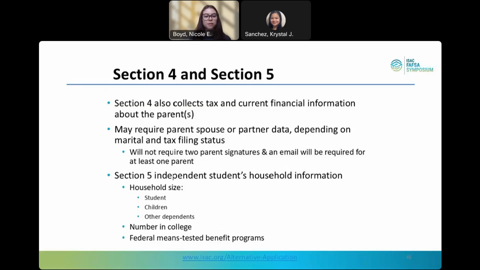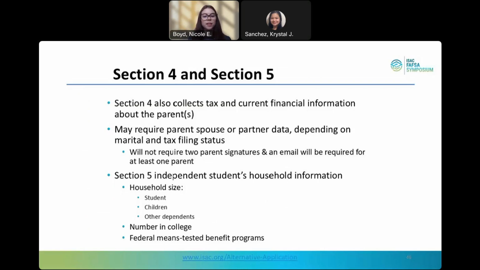For both Section 4 and Section 5, Section 4 also collects the tax and current financial information from the parents, and then it may request parent, spouse, or partner data, just depending, again, on marital and tax filing status. So if they file jointly, it will not require 2 parent signatures, but an email will be required for at least one parent.